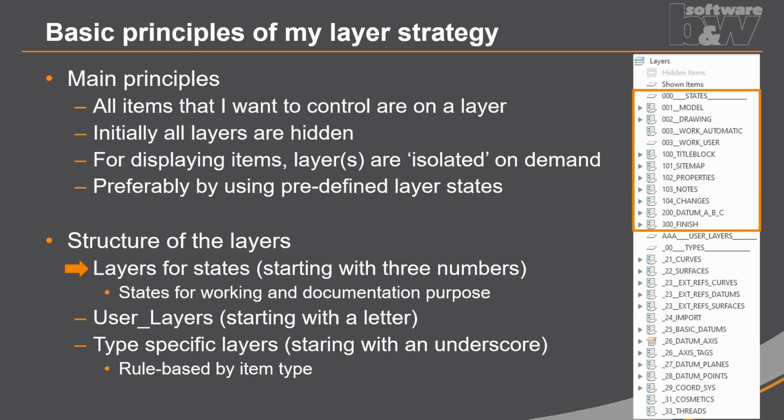In the model tree, I've thought about a little bit of a structure, and I'm using layers for my states, starting with 3 numbers. Those are states for working and documentation purposes. User layers that I create on the fly or manually start with a letter, and usually they sort into the model tree just under this headline layer. And finally, the type-specific layers start with an underscore, and they are rule-based and collect the items by type automatically.